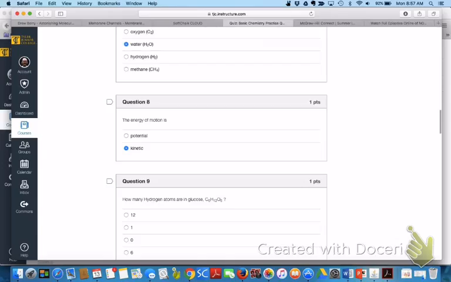Okay, question 9. How many hydrogen atoms are in glucose? This is just a question. Can you read a molecular formula? 12. That one's easy. All right, let's just move on from there. Unless there are questions. Everybody okay with that? Yeah. Okay.